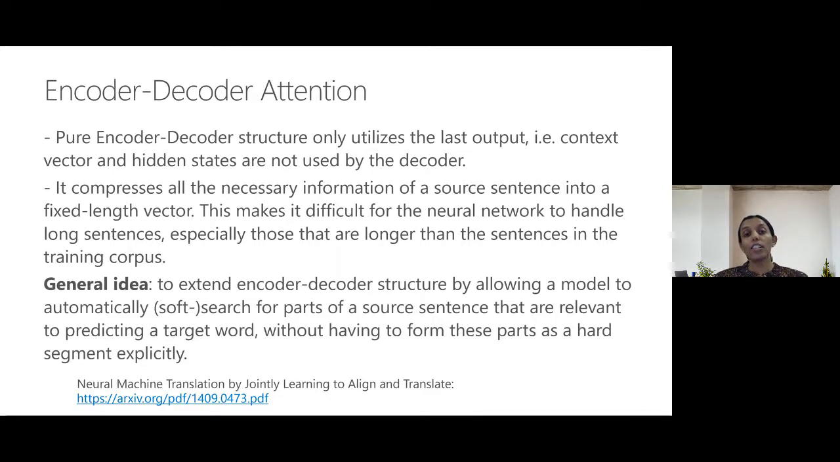With this attention layer, it extends the encoder-decoder structure by allowing the model to automatically soft search various parts of the source sentence and pick the relevant ones for predicting the target. I have an animation in the next slide which will help you understand this slightly better.